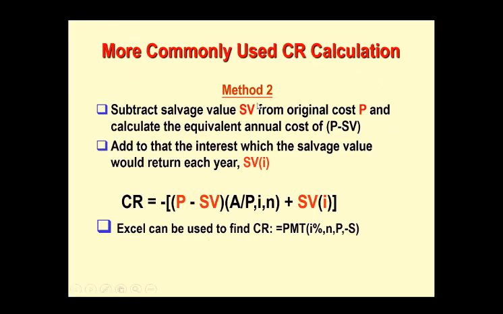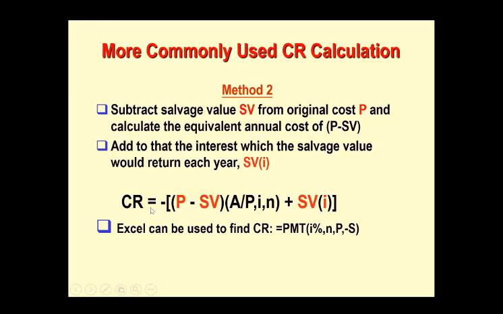Now method 2. We subtract the service value SV from the original cost P and calculate the equivalent annual cost of P minus SV. Then add to that the interest which the service value would return each year, SV times i. So we have the formula here.